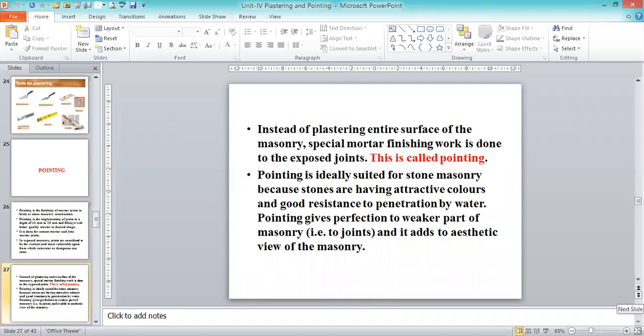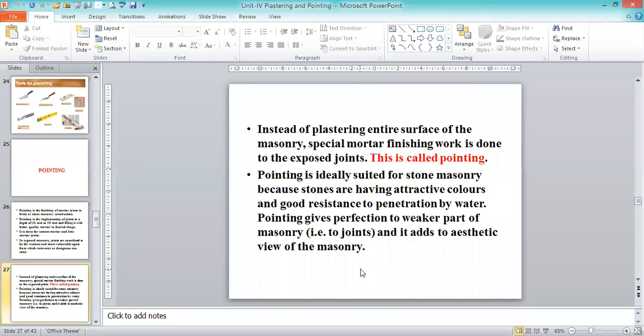Instead of plastering the entire surface of the masonry, special mortar finishing work is done to the exposed joints, and that is called pointing. A very simple definition is filling up the joints, either in stone masonry or brick masonry, with appropriate mortar, or we say cement mortar, and that is called pointing. Then we have to decide how much thickness and how much length we are going to provide.